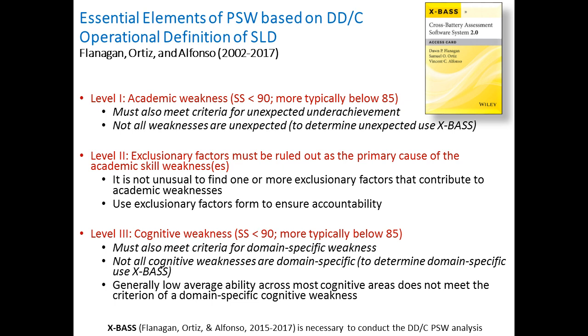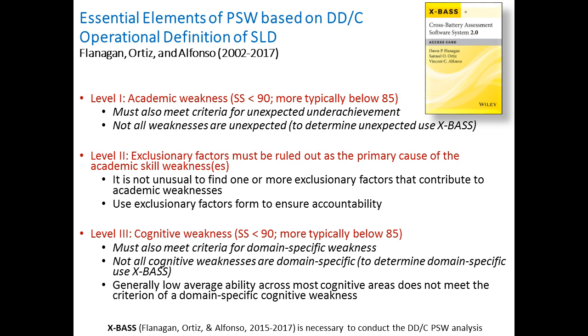Exclusionary factors are very important, and ruling out the primary cause, or the primary causes, of the academic skill deficiencies is really important, and it must be done in a systematic way and in a way that has accountability. The evaluation of exclusionary factors is as important as the evaluation of cognitive abilities and processes. Now, oftentimes some exclusionary factors are contributory, and it's important to understand those as well because they should then be included in any intervention plan following the evaluation.